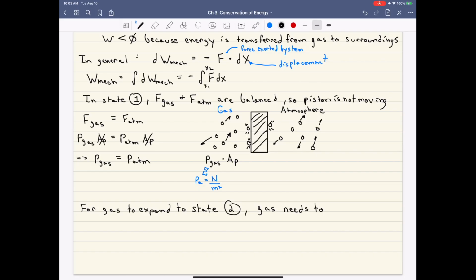So gas needs to act against force exerted by atmosphere. Okay? Alright, and so that's how we should think of the mechanical work, is that for the gas to expand, it needs to overcome the force of the atmosphere.